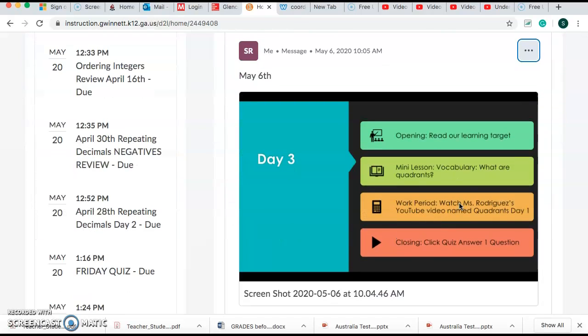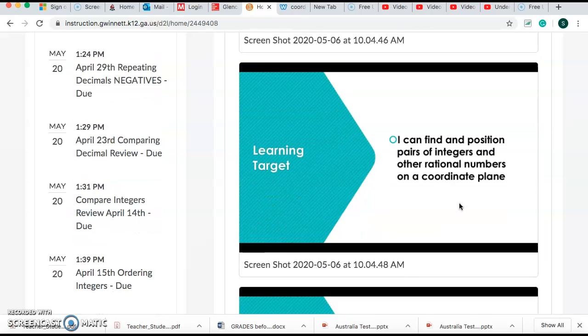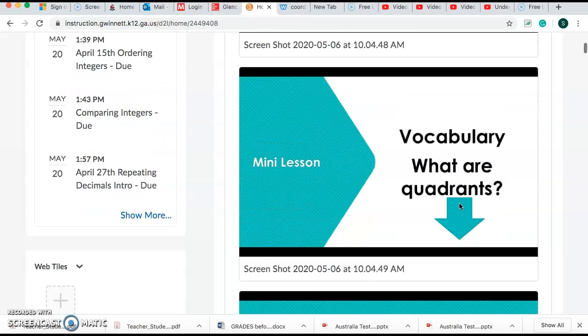So for our opening, we're going to read our new learning target. For our mini lesson, we're going to go over vocabulary, what are quadrants, and for our work period, you guys are going to watch this video and follow along with my slides, and for your closing, you're going to take a one-question quiz. So our learning target: I can find and position pairs of integers and other rational numbers on a coordinate plane. That's what we're working on today.